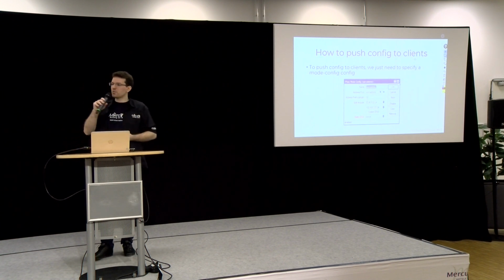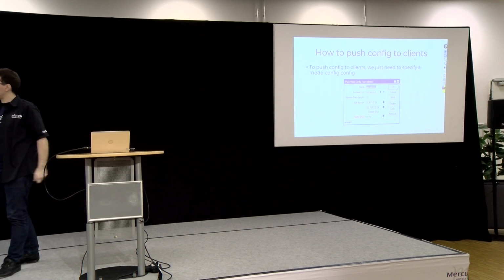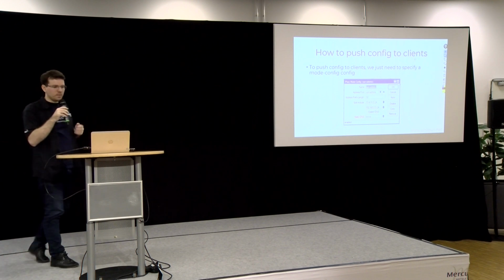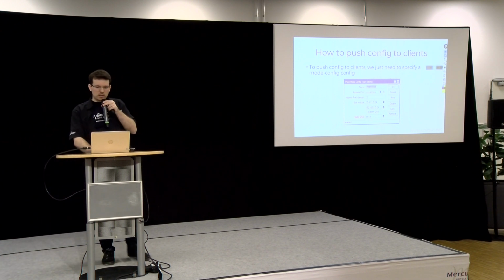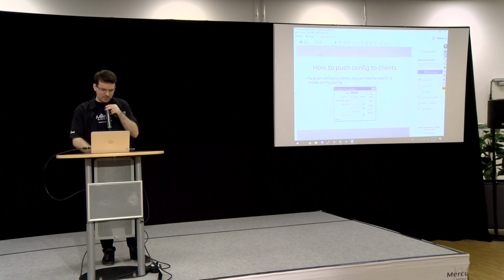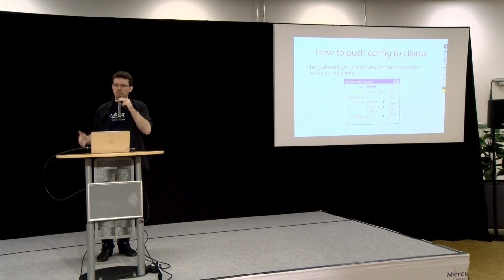Then we actually specify our mode configuration, our config push to our clients. So we just need to specify a mode configuration. In this particular example, we need an address pool, so I hope everybody understands why. So we need an address pool. This will be the IP address that our clients will get within the VPN.